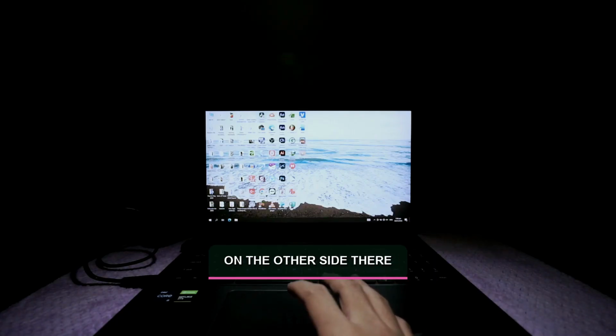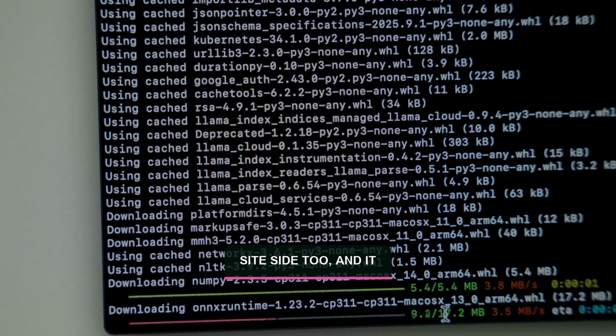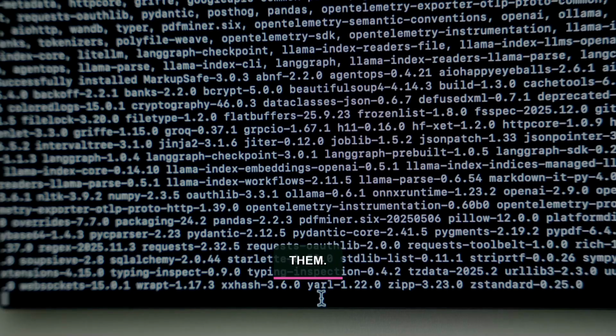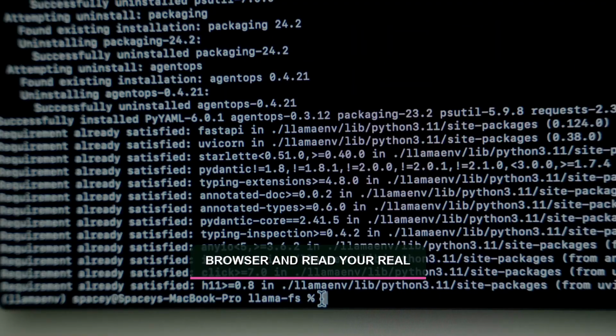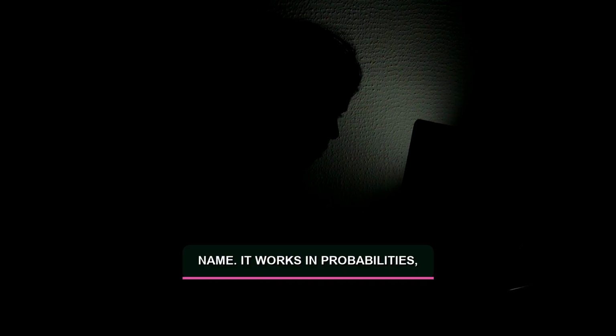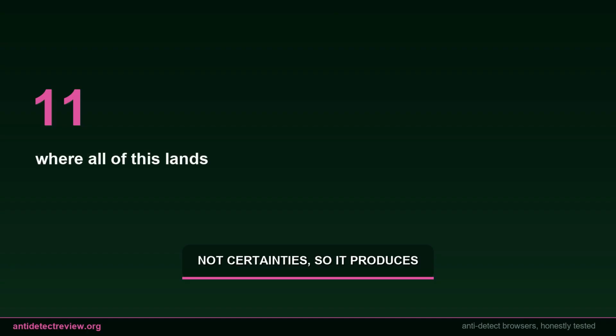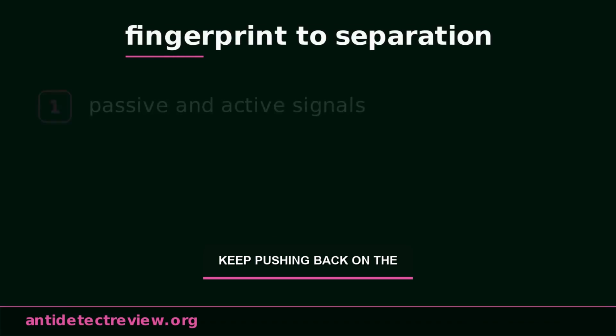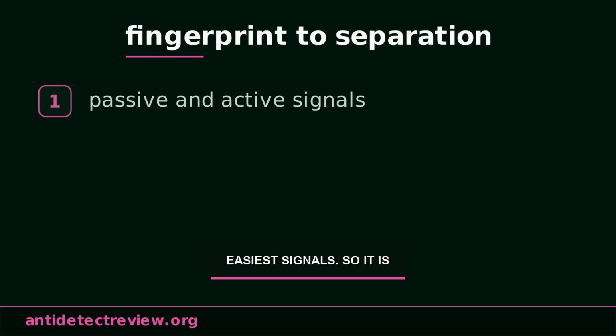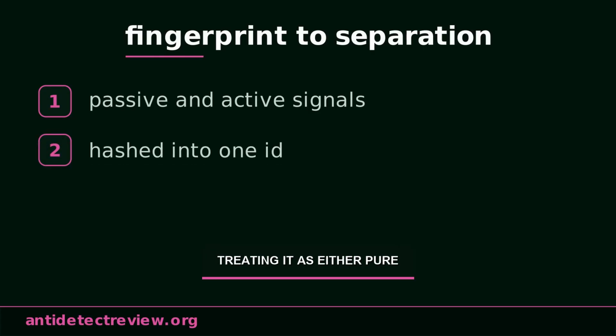The honest limits on the other side. There are real limits on the site side too, and it is only fair to know them. Fingerprinting cannot reach outside your browser and read your real name. It works in probabilities, not certainties, so it produces a confidence that 2 sessions match, not a courtroom fact. Major browser updates shift everyone's values at once and pour noise into the pool. Privacy features in normal browsers keep pushing back on the easiest signals. So it is a strong recognition tool, not an all-seeing eye, and treating it as either pure magic or completely worthless will both get you into trouble.